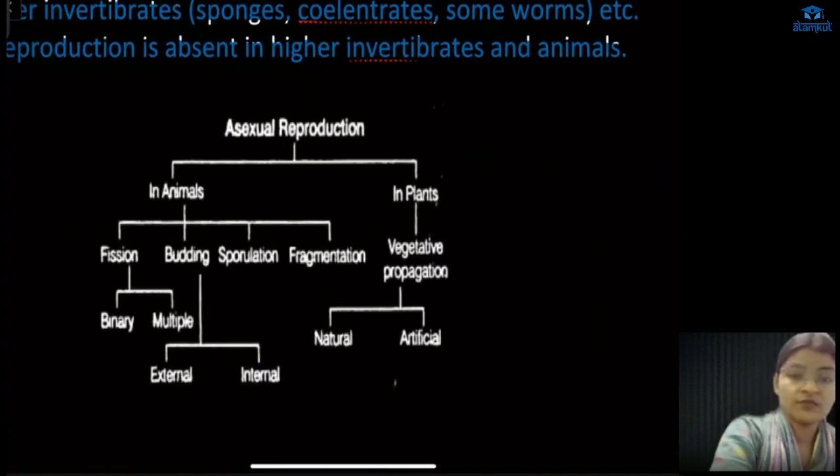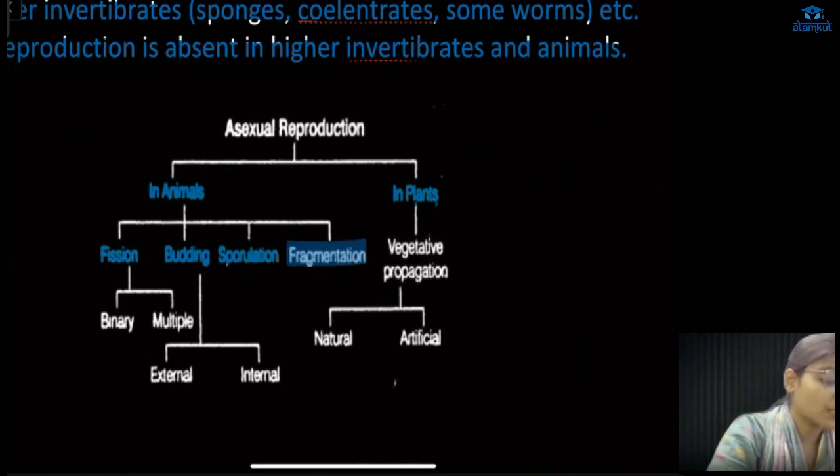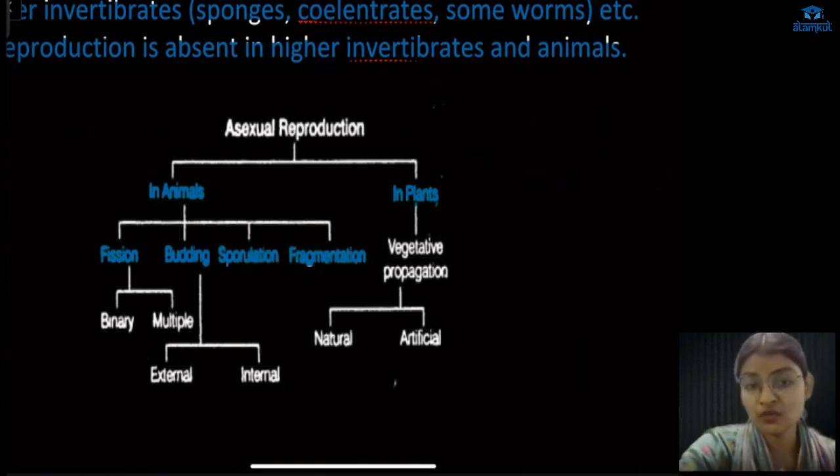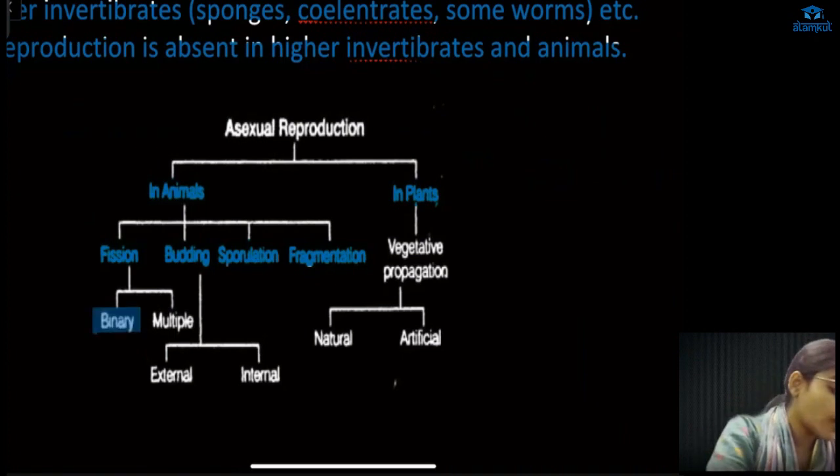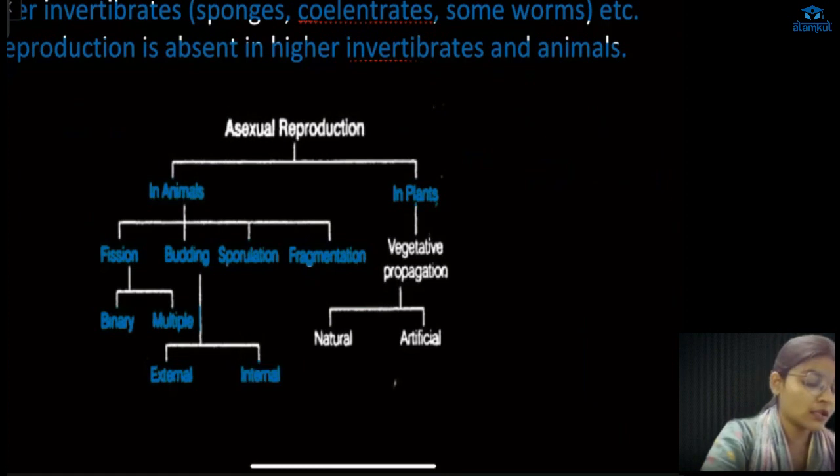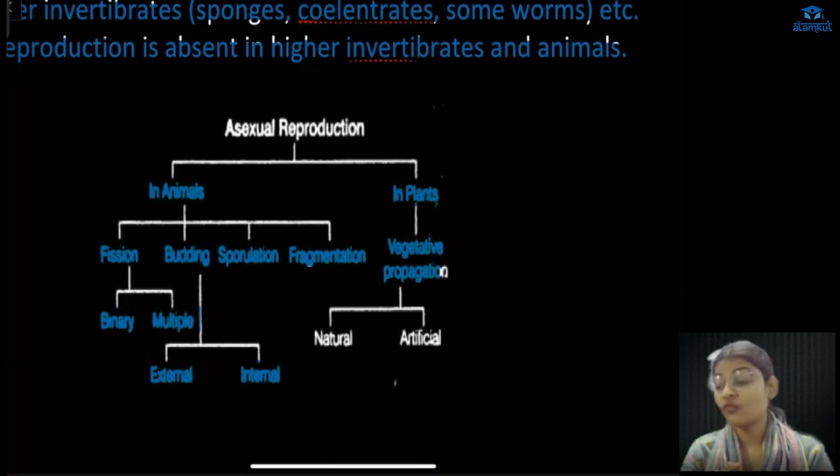This is a chart which includes animals and plants. In animals, budding, fission, sporulation, and fragmentation are the methods of asexual reproduction. Fission involves binary fission and multiple fission. Budding is of two kinds, external budding and internal budding. In plants, vegetative propagation occurs. Vegetative propagation is the development of a plant from any part of the plant apart from gamete formation. It is done in two ways, one natural and the other artificial.